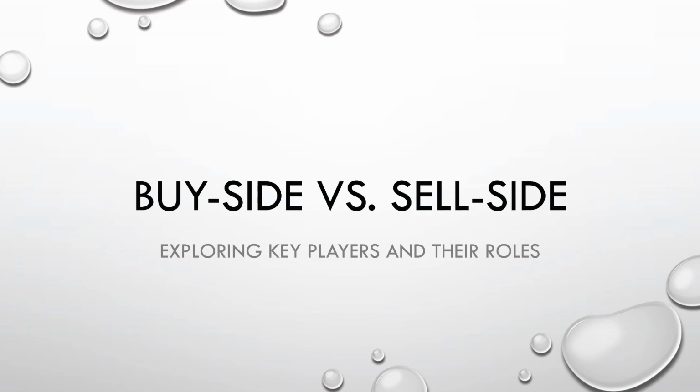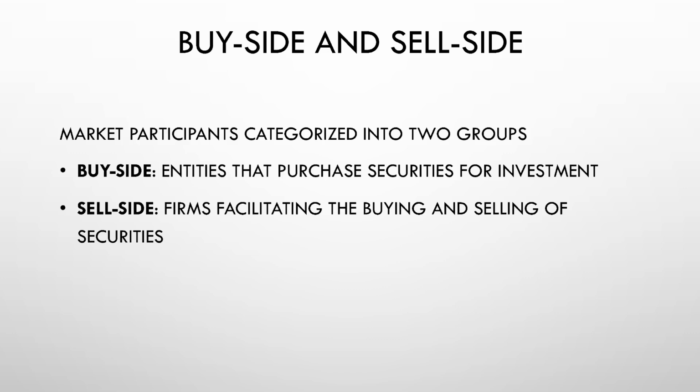Today, we're going to learn about the major players in the financial markets by diving into the two main players, the buy side and the sell side. Let's get started. In the financial markets, market participants are broadly categorized into two groups, buy side and sell side.